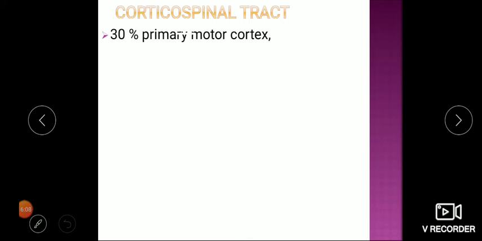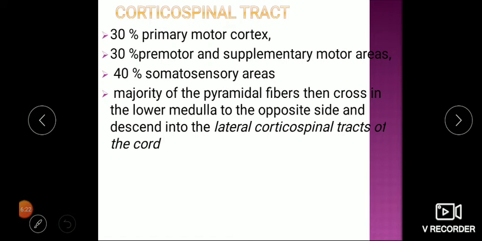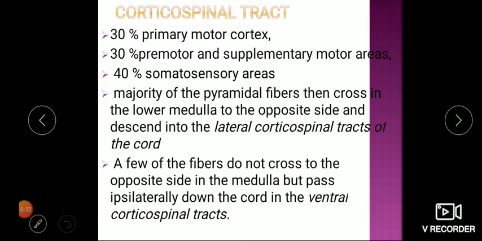Now corticospinal tract origin: 30% of fibers arise from the primary motor cortex, 30% from the premotor and supplementary motor area, and 40% of fibers arise from the somatosensory area. The majority of the pyramidal fibers then cross in the lower medulla to the opposite side and descend in the lateral corticospinal column. A few fibers do not cross to the opposite side in the medulla but pass ipsilaterally down the cord in the ventral corticospinal tract. Ventral and anterior are both the same.